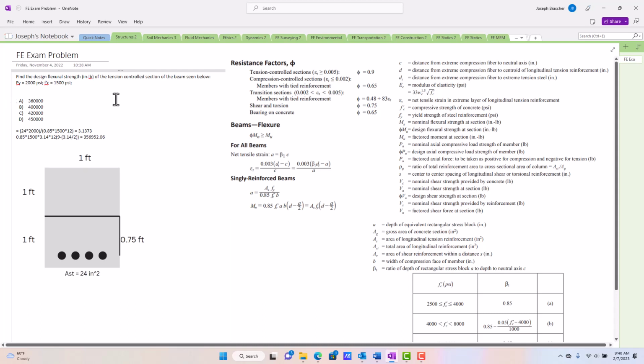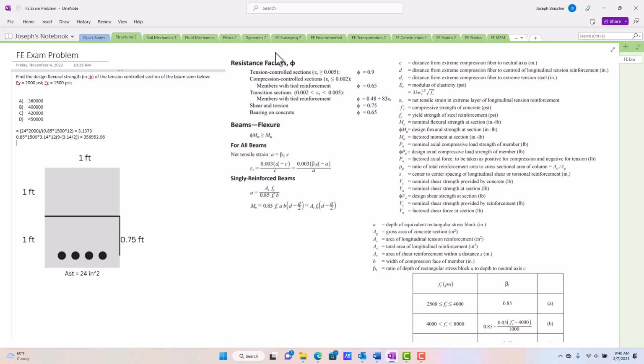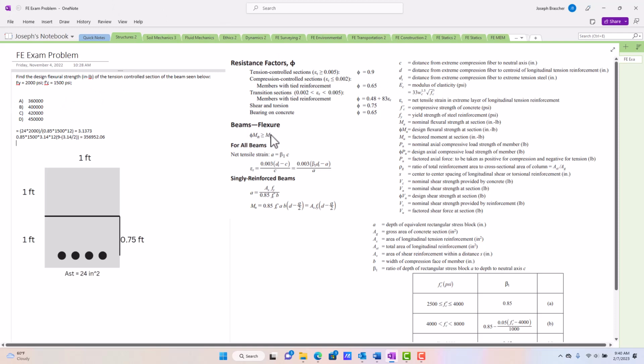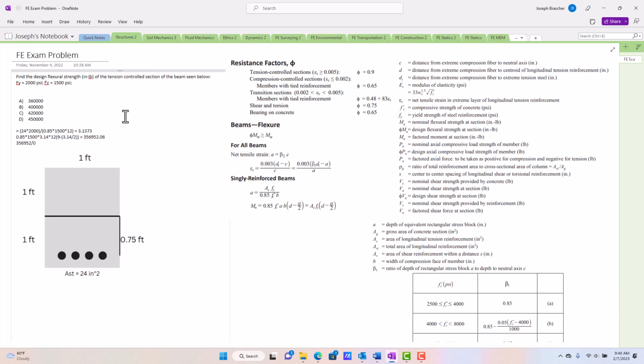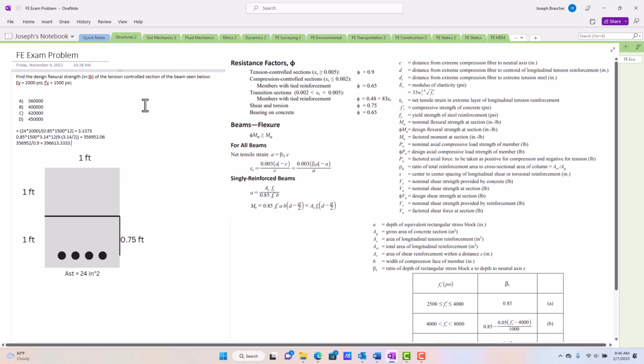We need to find the design flexural strength, not the nominal, and the design is going to be greater. But how do we know which resistance factor to use based on this equation here? Well, it stated before it was a tension controlled section, so we're going to use 0.9. So we got 356,952 divided by 0.9. That equals 396,613. So we're going to go with 400,000 here. So B would be the correct answer.